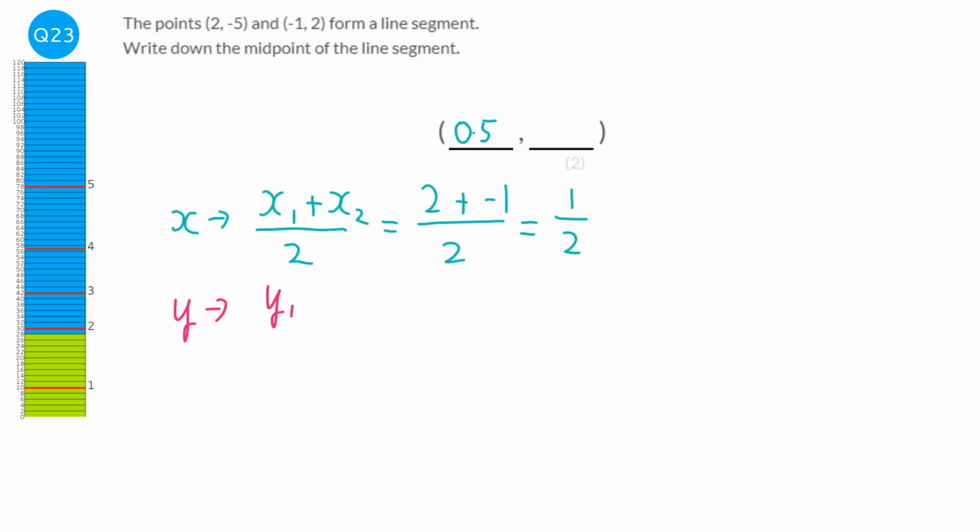We can do the same thing for the y coordinates. The formula is the same, but just with adding the y coordinates together and dividing by 2. So it's going to be minus 5 plus 2, all of that divided by 2. So that's going to be minus 3 over 2, or minus 1.5.